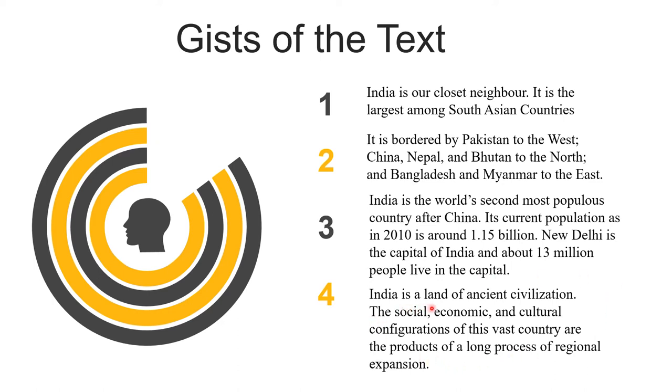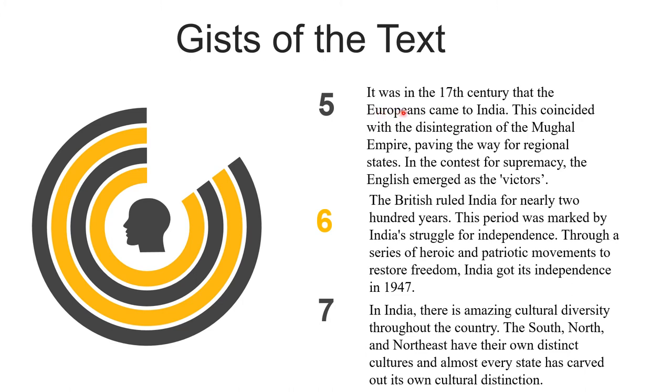Next, India is a land of ancient civilization. Ancient means primitive, prachin. India hocche prachin shobhotar abashbhumi. The social, economic and cultural configurations of this vast country are the products of a long process of regional expansion. It was in the 17th century that the Europeans came to India. 17th dike European ra India ashte shuru kore.